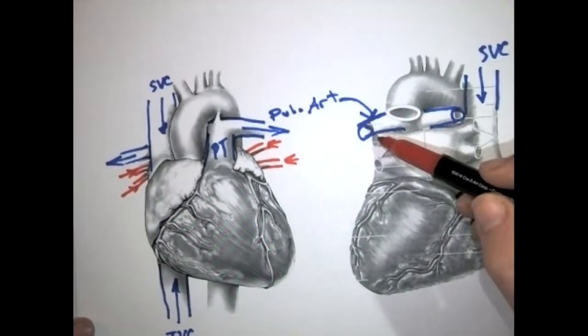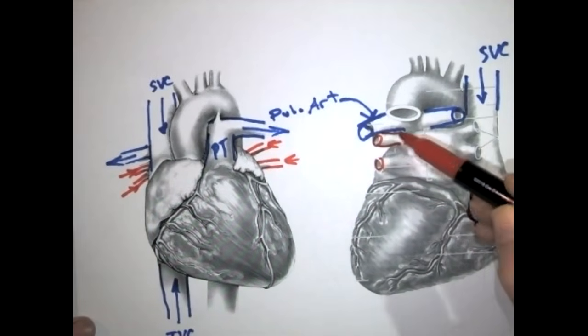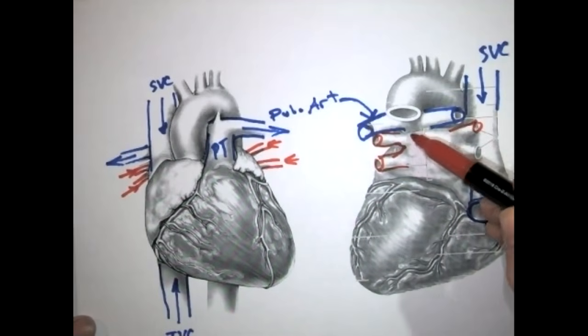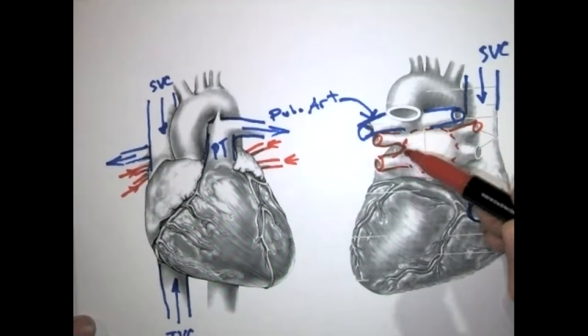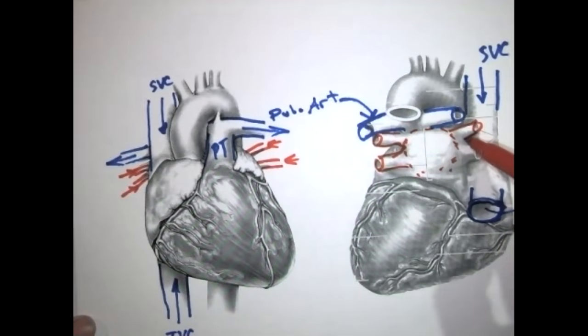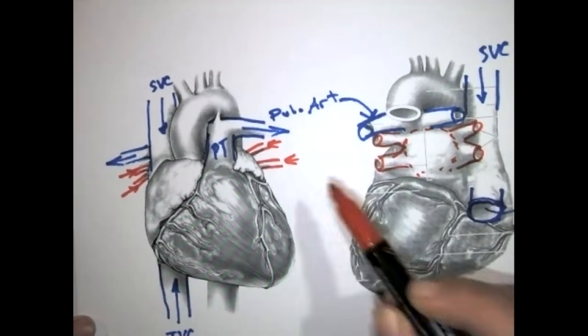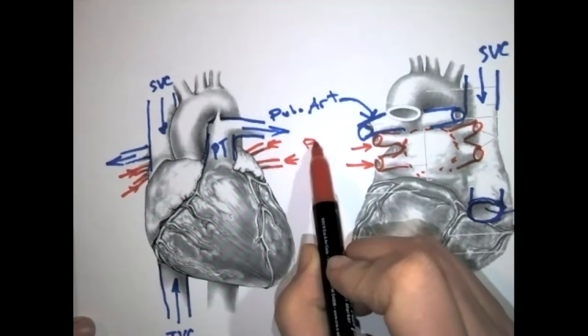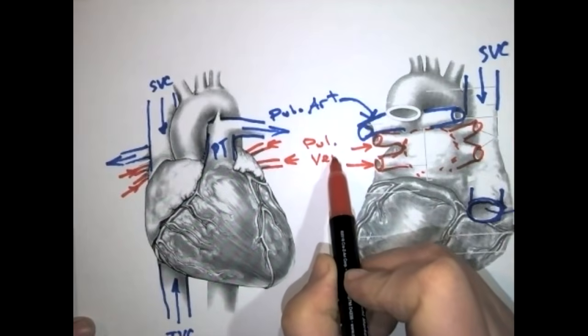For a new perspective on this, we can look at the posterior side of the heart and we can see these vessels coming together in this area right here. This area is actually the left atrium, meaning that these vessels that I am drawing for you are the pulmonary veins.